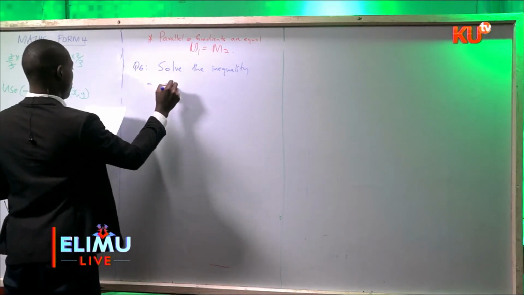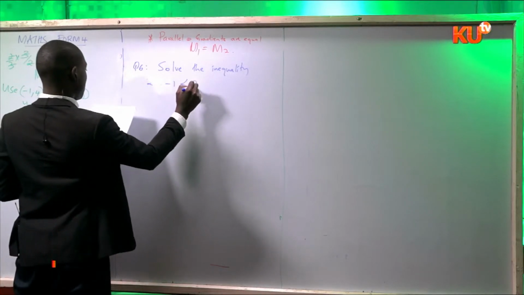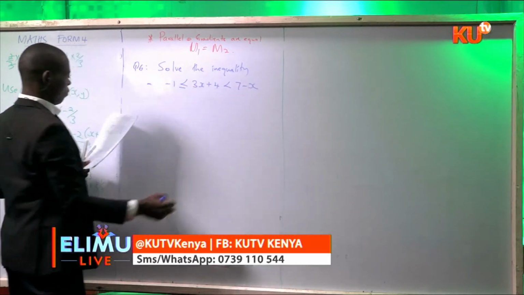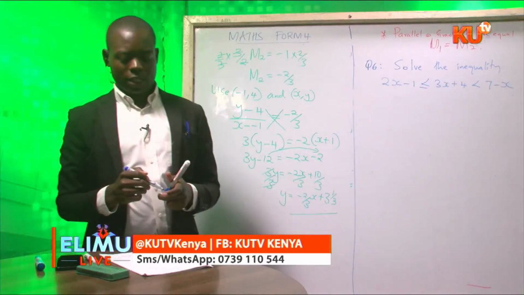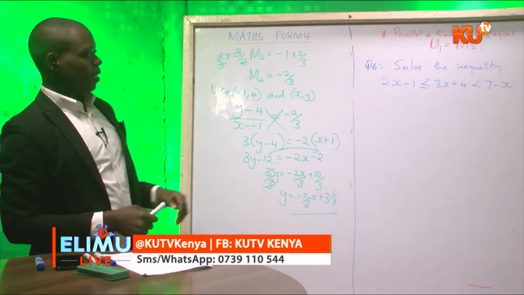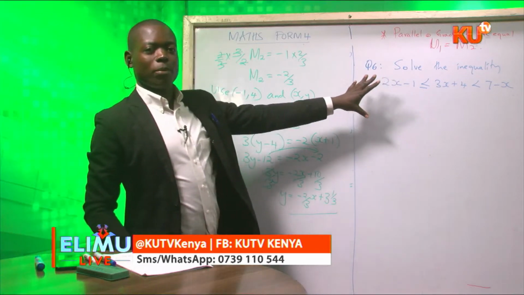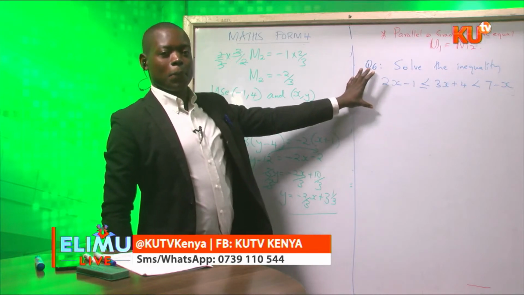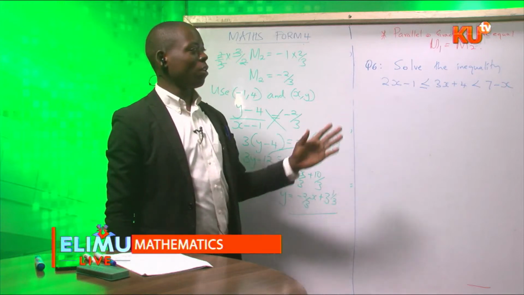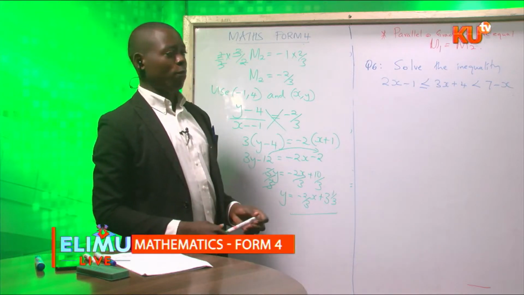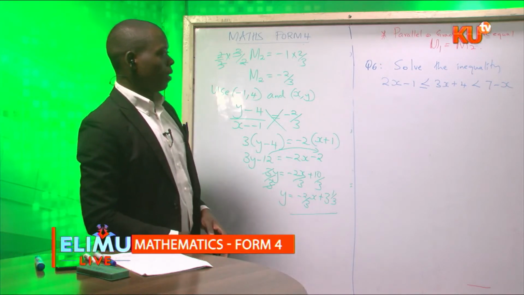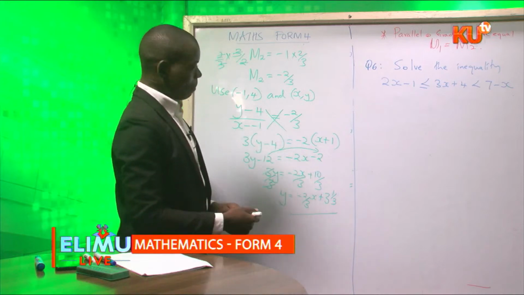2x minus 1 less than or equal to 3x plus 4 less than 7 minus x. Linear inequalities, quite important as well. But now when you're given a compound inequality, students, you need to understand how to separate the inequalities to have simple linear inequalities.